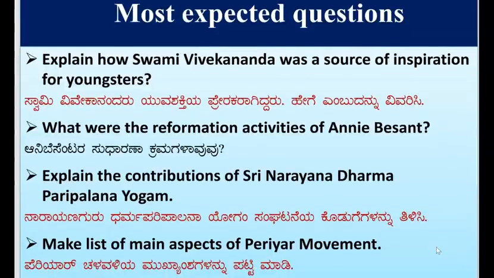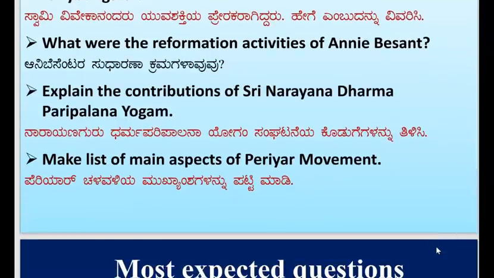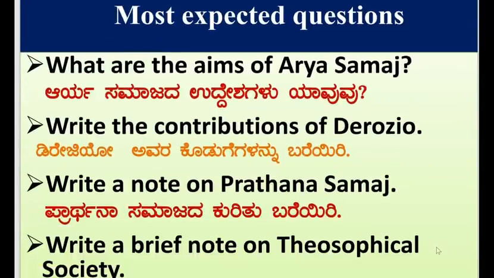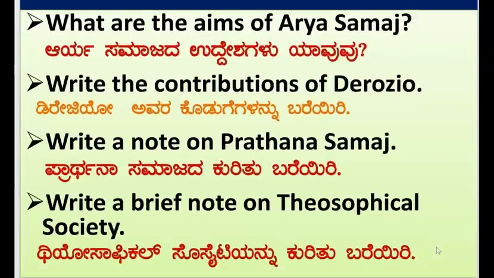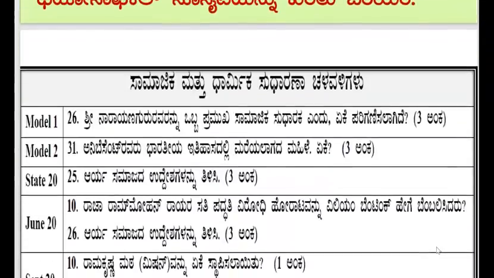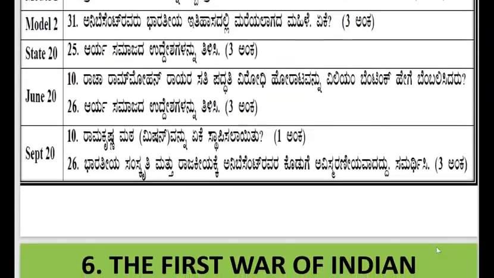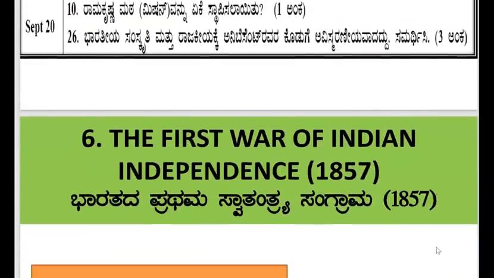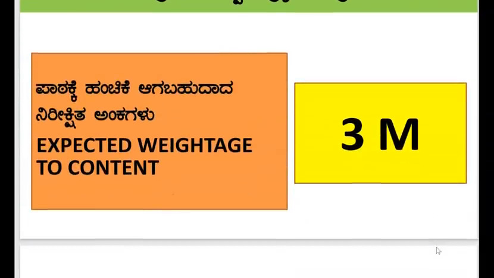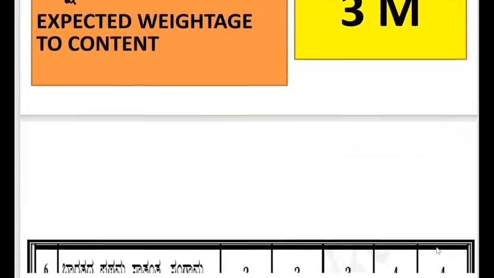Explain the contributions of Sri Narayana Dharma Paripalana Yogam. Make a list of the main aspects of the Periyar movement. What are the aims of Arya Samaj? Write the contributions of Derozio. Write a note on Prarthana Samaj. Write a brief note on the Theosophical Society. Next chapter, the first war of Indian independence. Again, from this chapter, you can expect a 3 mark question.